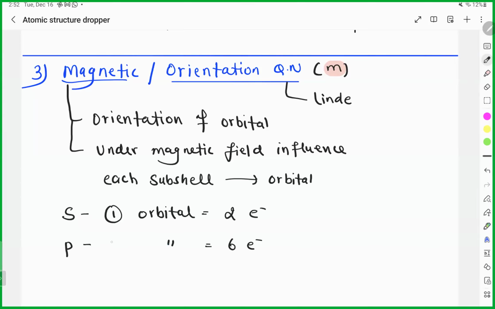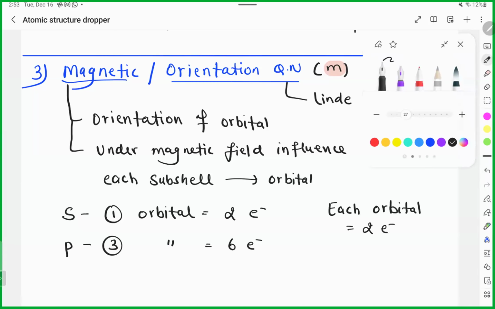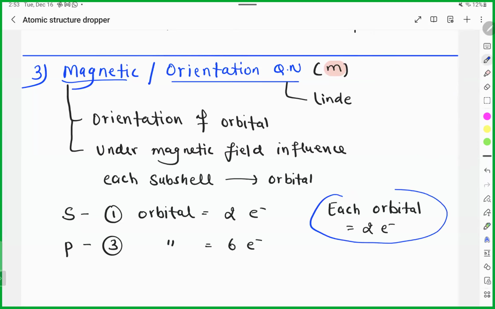So, two orbitals, three. Each orbital always contains two electrons. Always, there is no exception. This is the maximum. It can have one also. It could be vacant also. So if there are two electrons, the maximum number of orbitals possible is 1.